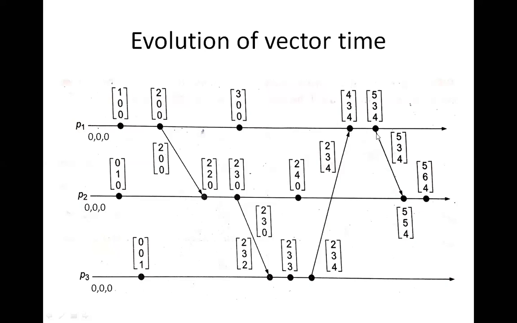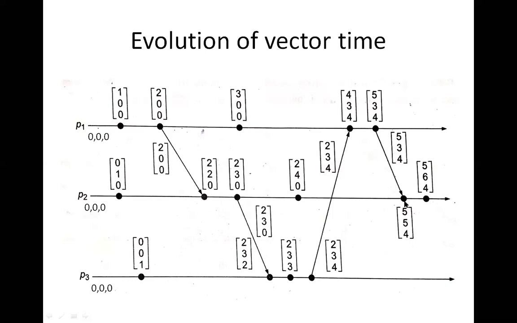So in this way, the vector time is updated. Now the next event, the fifth event happening in the process P1, will automatically increment the first component to 5, and the rest will remain as it is. Now with this time stamp 5, 3, 4, the fifth event of the process P1 will send a message to the process P2 with this time stamp 5, 3, 4. This is again the fifth event of the process P2.